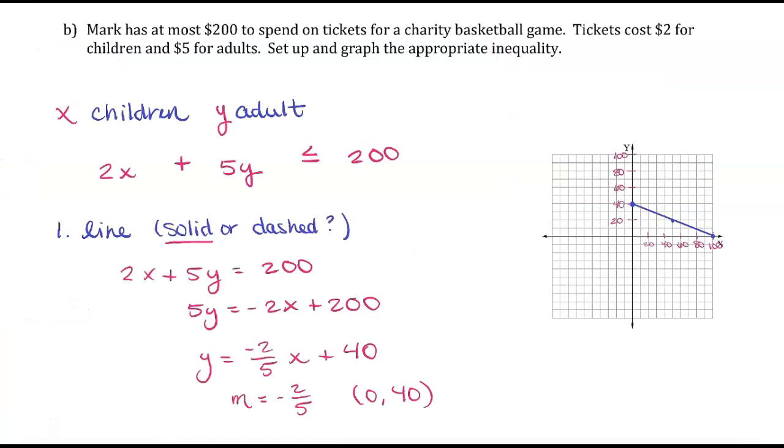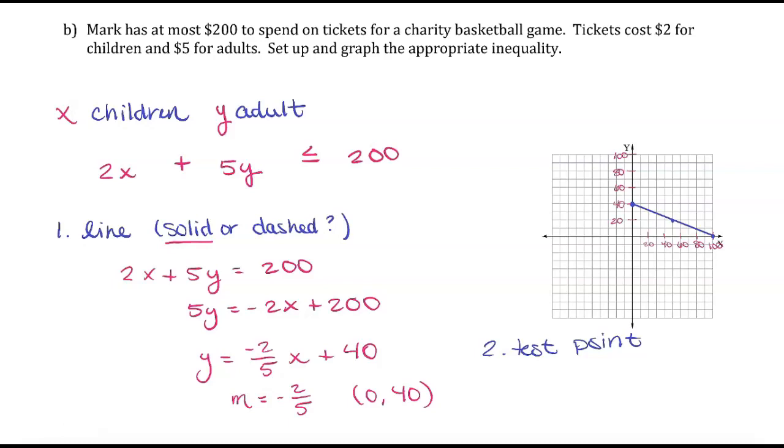Now that we have our line, we need to figure out which side of the line is part of the solution set. So we test a point. Does your intuition tell you which side of this line should be in the solution set? We need to keep the amount of money we're spending under a certain value, so hopefully it makes sense to you that the solution set should be under this line, spending less money, rather than above this line, spending more money. The values on this line max out Mark's budget at $200.